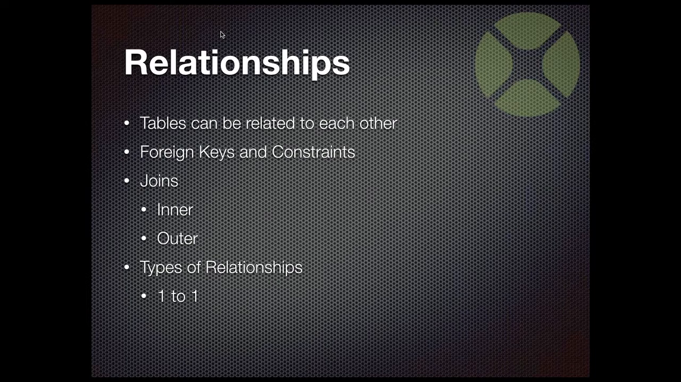Tables can have a one-to-one relationship where one row in one table matches to one row in another table. They can have a one-to-many relationship where one row in one table will match to a bunch of rows in another table. And then there can be a many-to-many relationship where rows in two tables can connect all kinds of ways to each other.